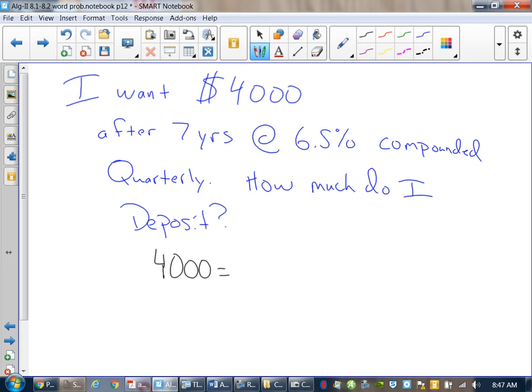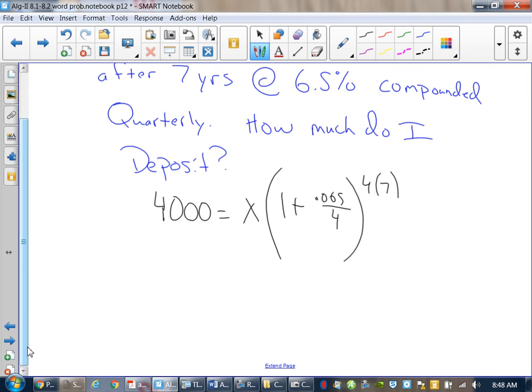to equal, well, some amount, don't know how much, at 1 plus my rate, 0.065, quarterly. How many times a year does it go? 4. And I want 4 times 7. Now, if you think about it, this really is nothing more than a one-step equation. But what do you have to do? Because this is x, your amount, times a whole bunch of junk. All I gotta do is figure out this junk. It'll give me some number.